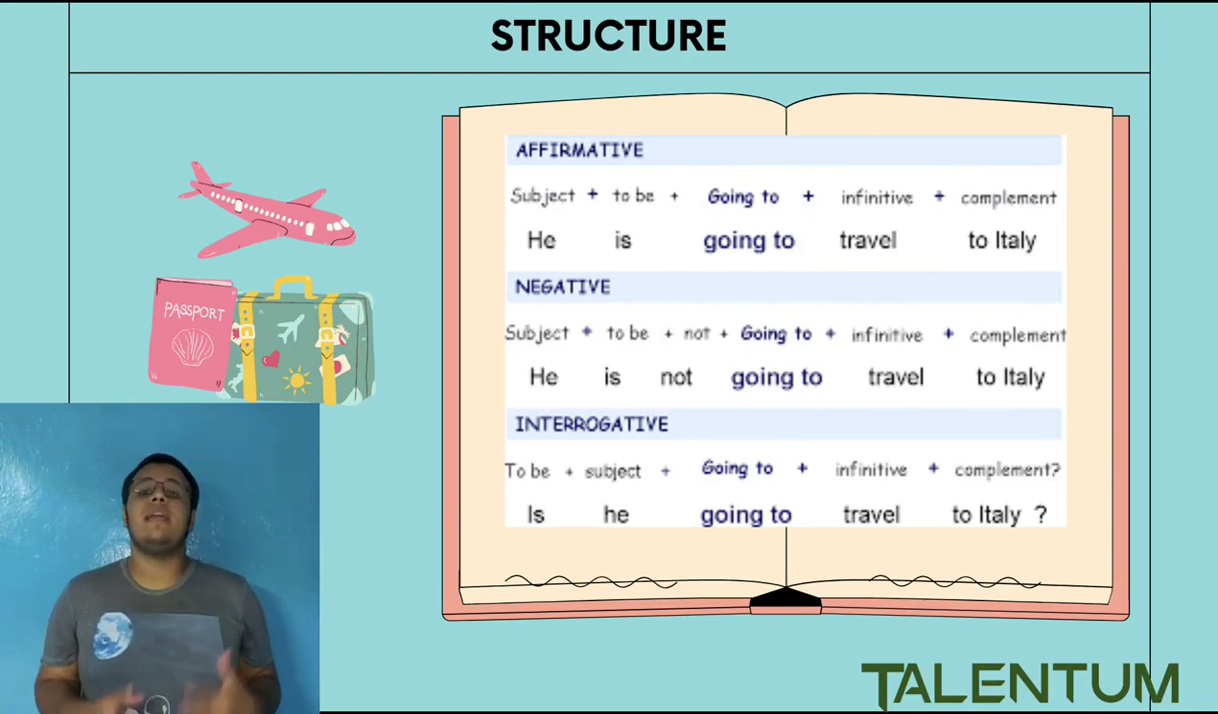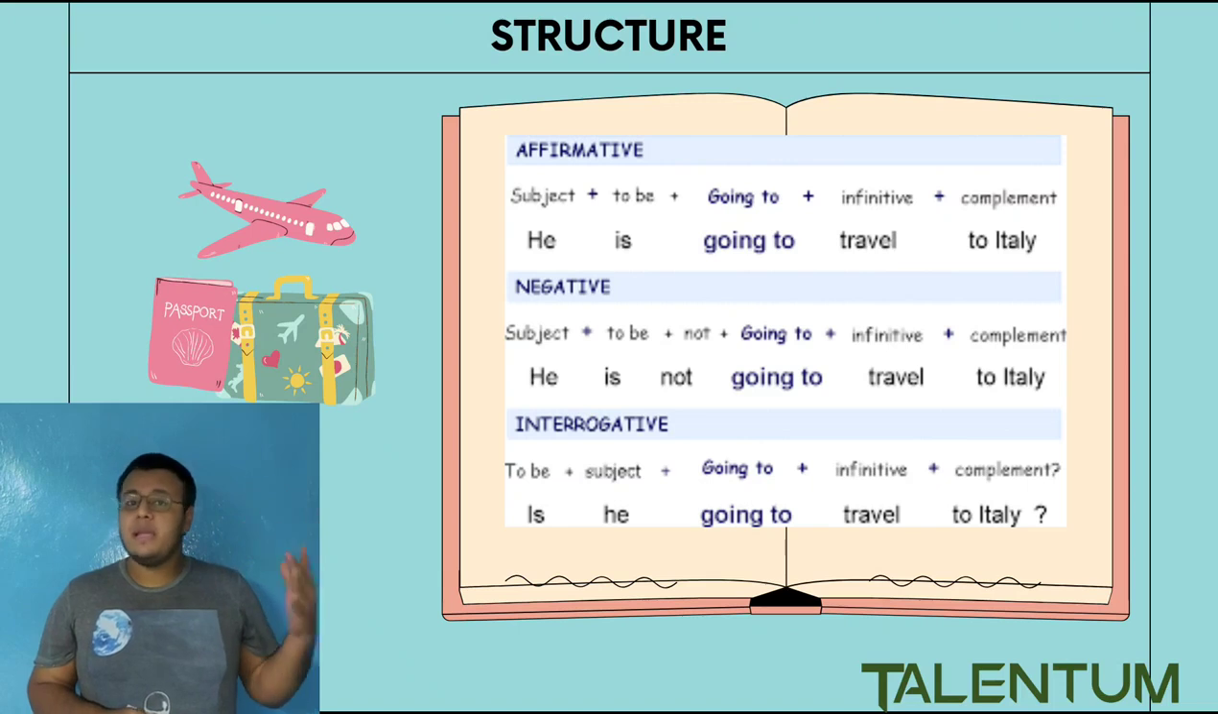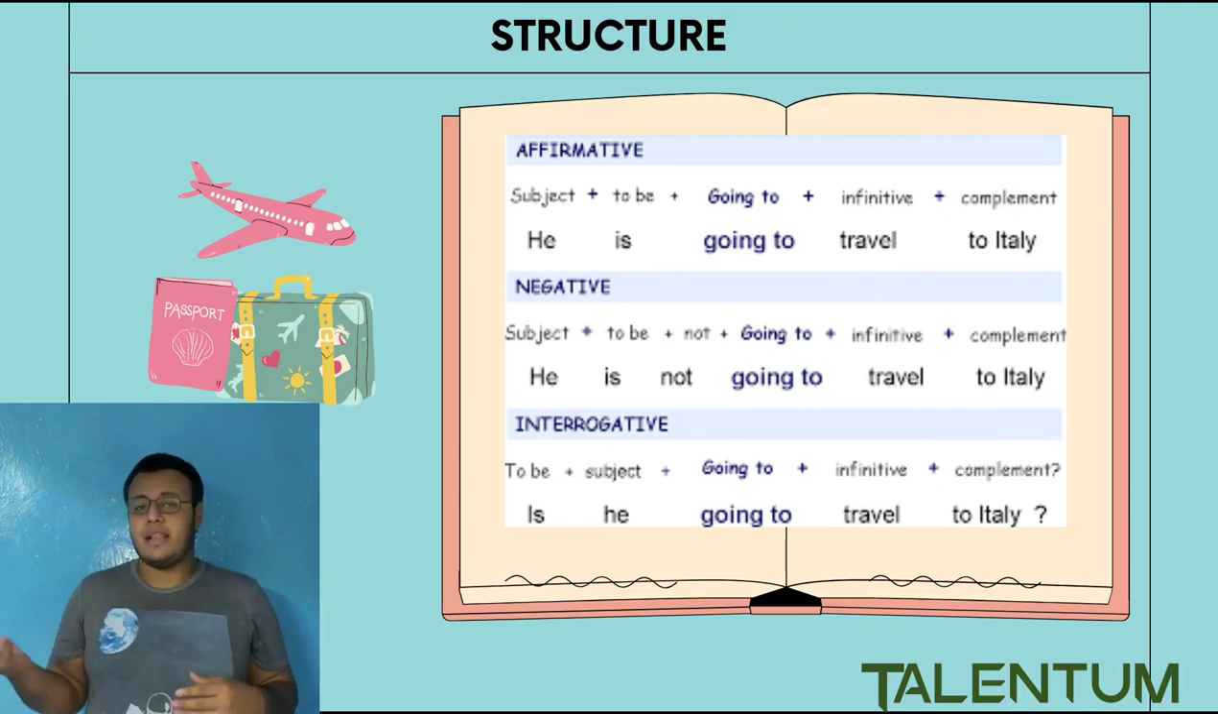Now, for the negative way, it's kind of the same, but now we're going to add a "not." So we have here the subject, then the verb to be, then "not," then "going to," and then the complement. He is not going to travel to Italy.